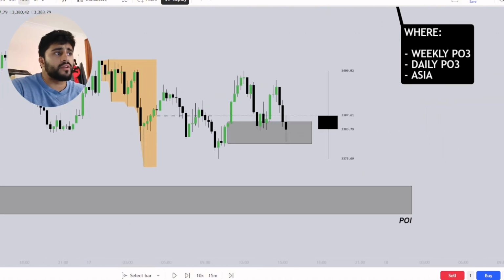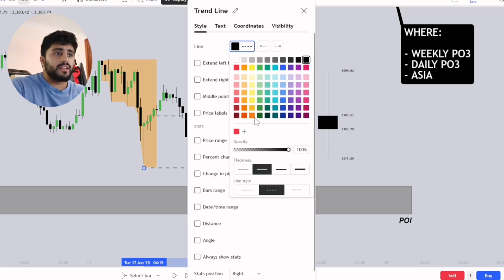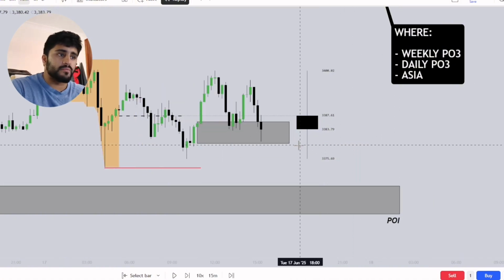So the Asia range is very, very simple. You just want to draw a line like this, right? Where the Asia range is going to be. So the Asia range I'm going to label in red. And so what does an Asia range represent? An Asia range itself is very simple.